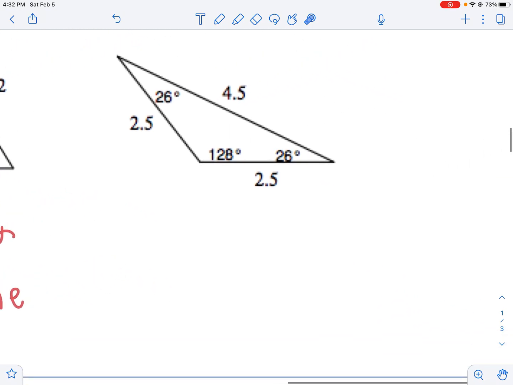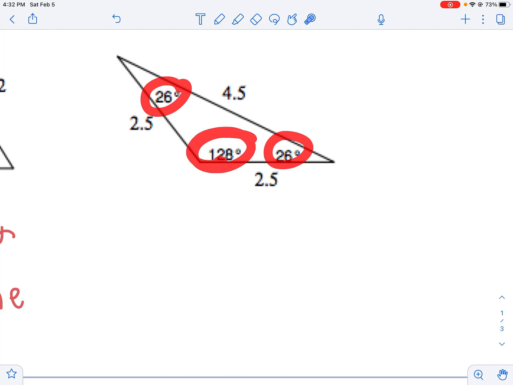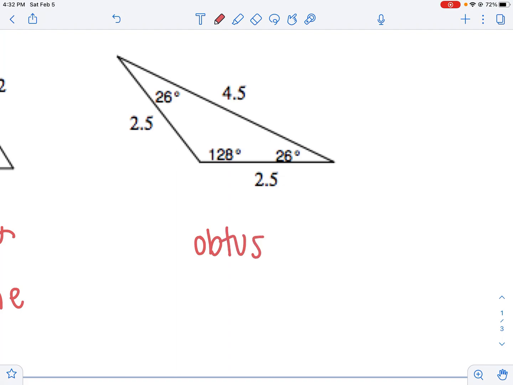And let's take a look at this last example. What do we notice about our angles? This one right here makes it obtuse. And look at that outside. I noticed that two of the sides are the same, so it's going to be isosceles.